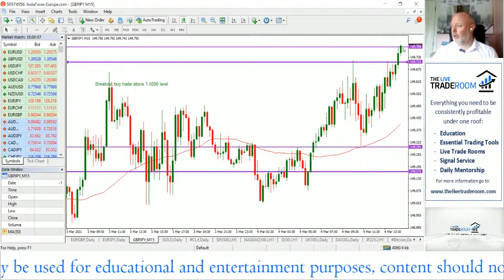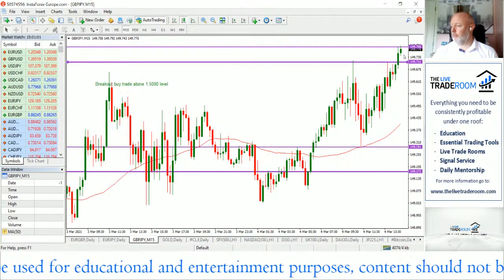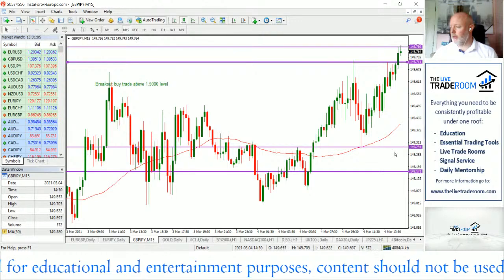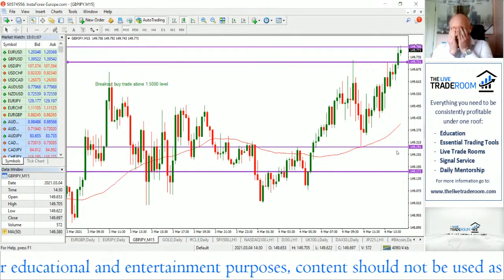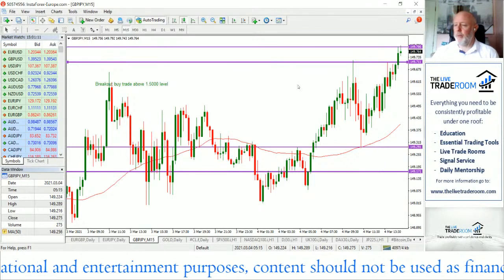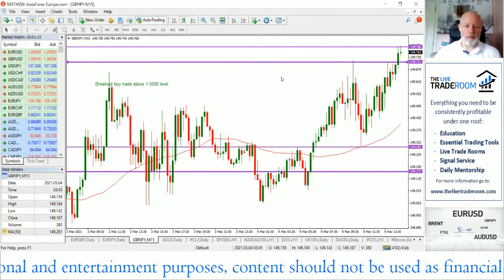We're up at the 80 level now as we speak. So we're talking about a 50 pip stop loss in this market, which wouldn't be unusual really for the pound yen, to be fair.